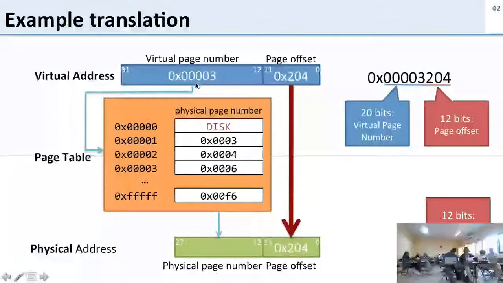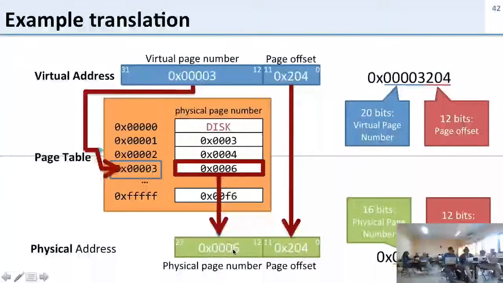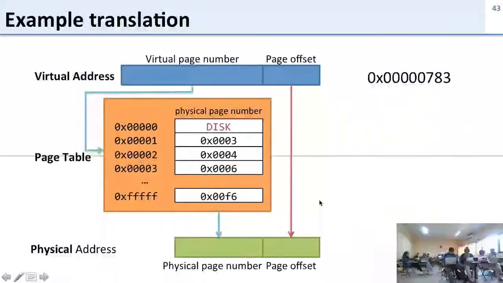So here's our virtual page number. We're going to take that and look it up here. Here's our entry in our page table. This is our page table entry for that virtual page number. We go ahead and select that. That's going to tell us what the physical page number is. Take the physical page number and get the result out. Now this gives us our translation for this address. So the virtual address 0003.204 translated to 0006.204 for the physical address.